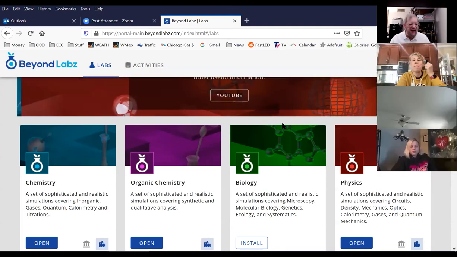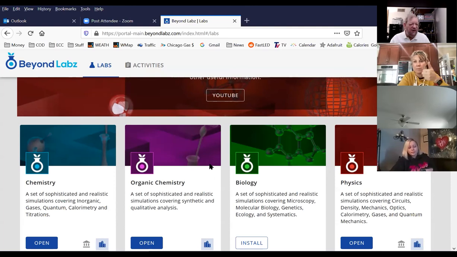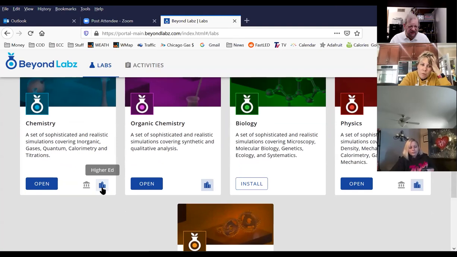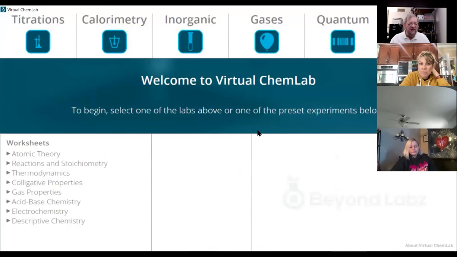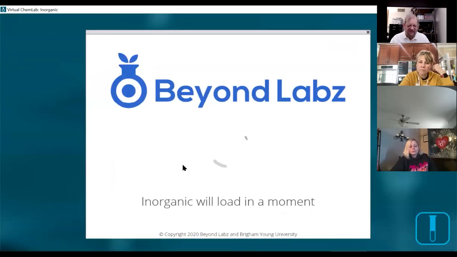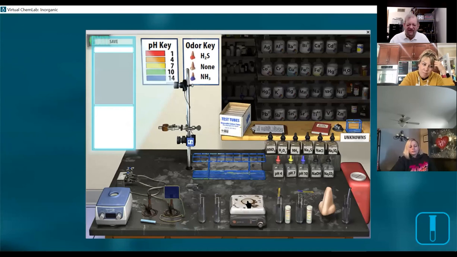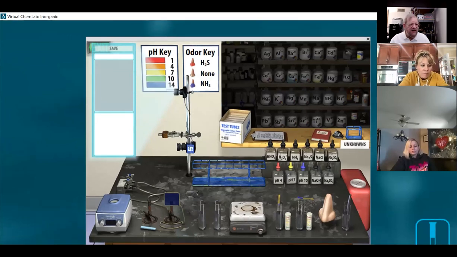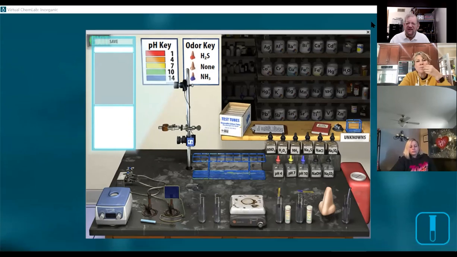Everybody see Beyond Lab Z on your screen? All right. When you're in chemistry, make sure the higher ed is highlighted and click on open. And now, does everybody see welcome to virtual chem lab on your screen? See up here where it says inorganic? You click on that. Does everybody see the inorganic lab, where in the upper corner it says pH key and all that? All right, let me minimize this.